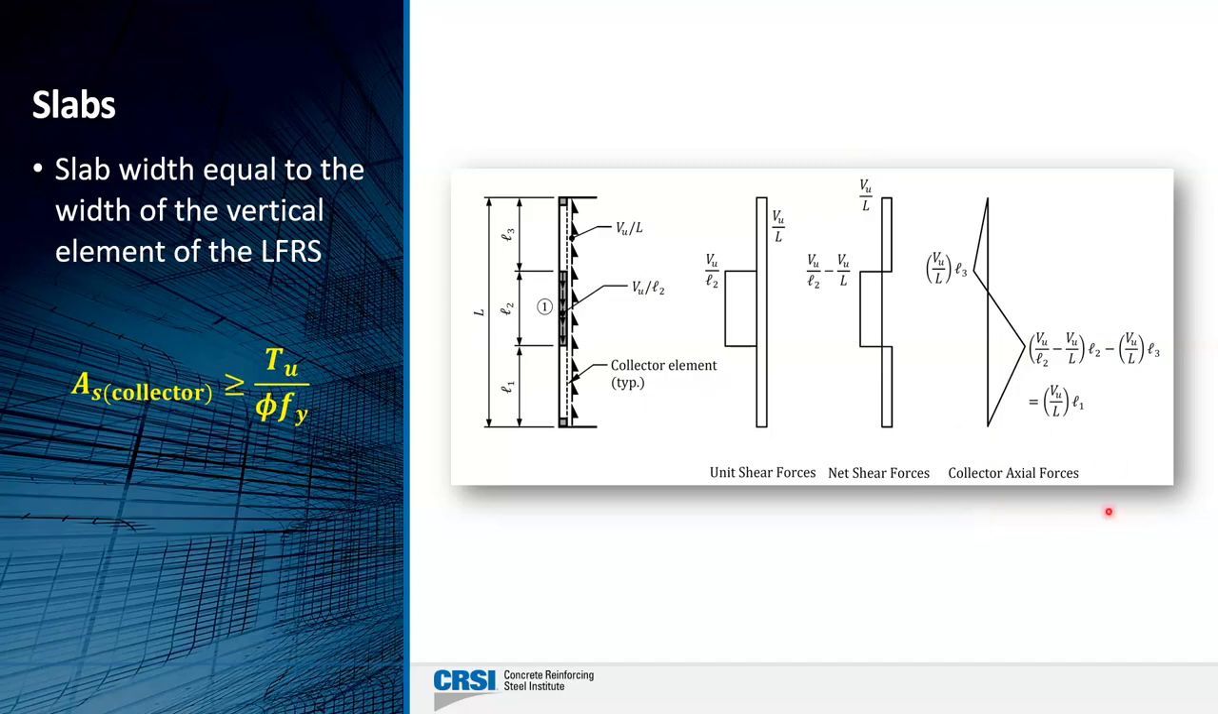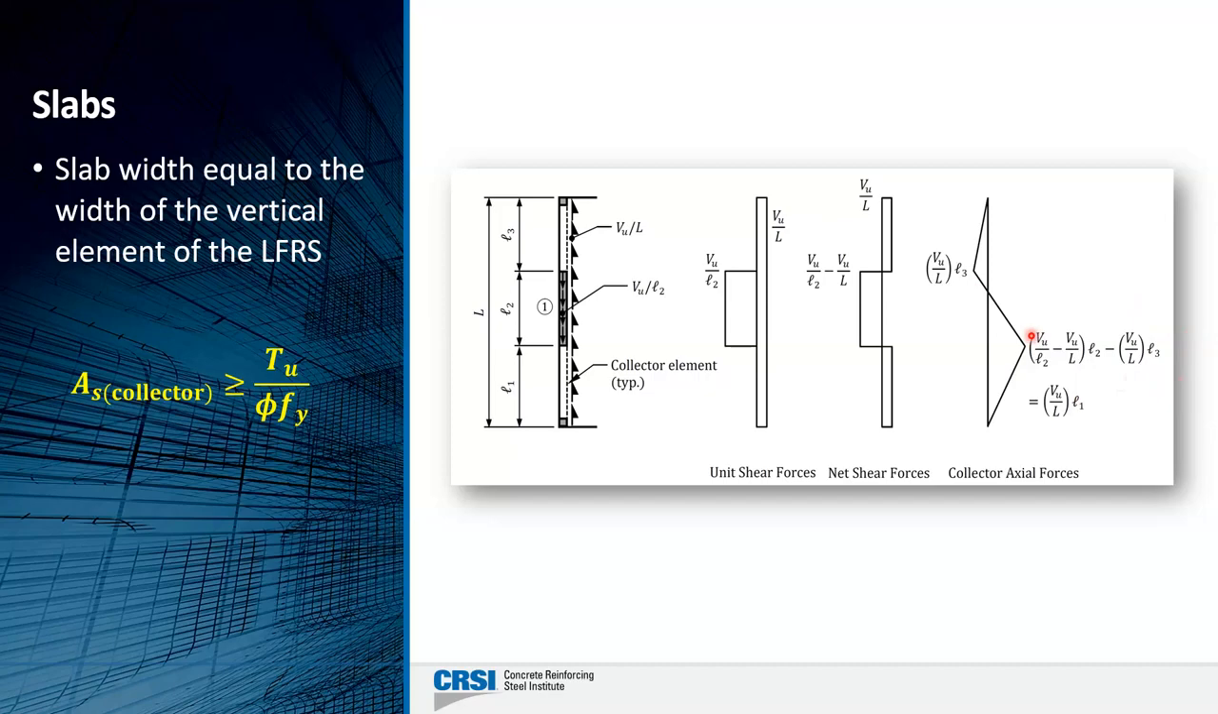To determine our collector axial forces, it's very simply done by taking the area under the net shear force diagram. So between the end of the diaphragm and the beginning of the wall, that's V sub U divided by L times this length L3. From the other end of the diaphragm to the beginning of the wall, it's nothing more than VU divided by L times its length L1. Okay, so your maximum collector force occurs at this location, and it could be tension or compression because the force obviously can go in either direction.